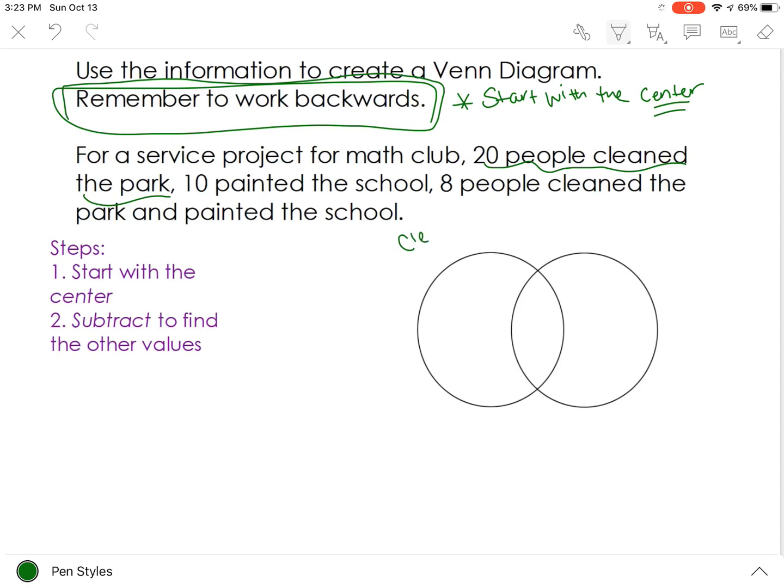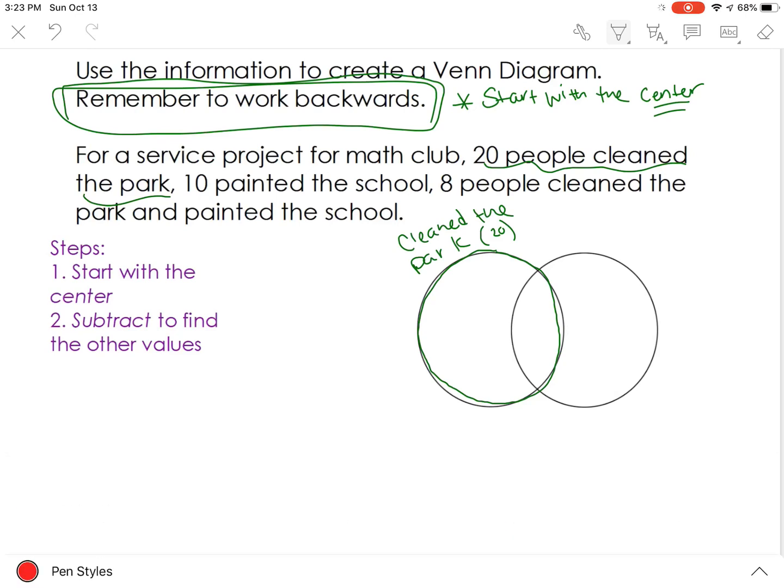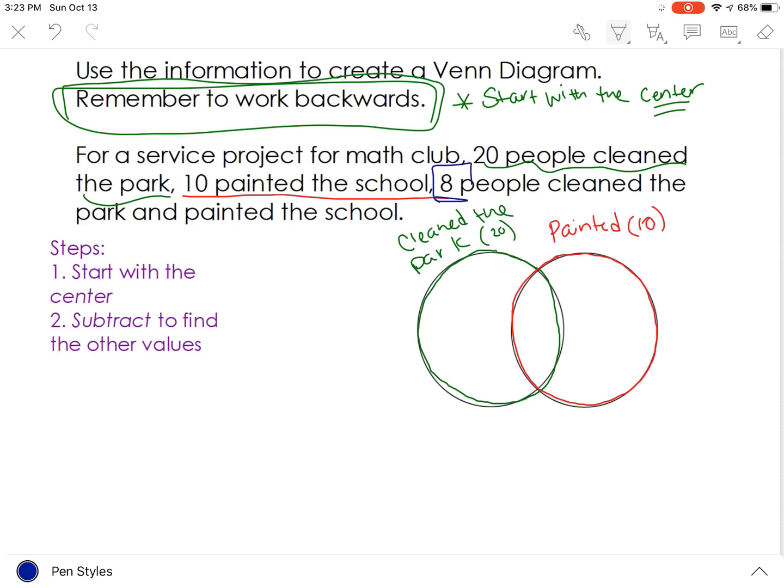So I'm going to label one circle cleaned the park, and I'm going to put 20 in parentheses after it because when I'm done, I want all the numbers in this circle to add up to be 20. Then we also know that 10 people painted the school. So I'm going to put painted, and then 10 in the parentheses because when I'm done, we want all the numbers in this circle to add up to be 10. Then they told us that 8 people did both.